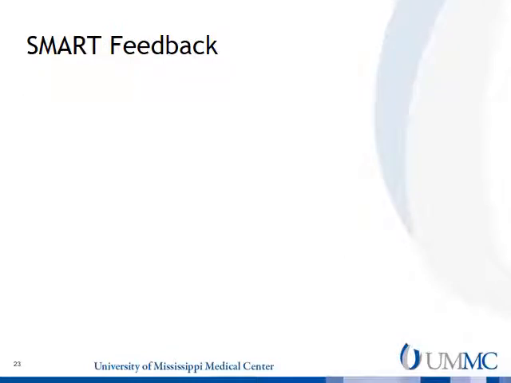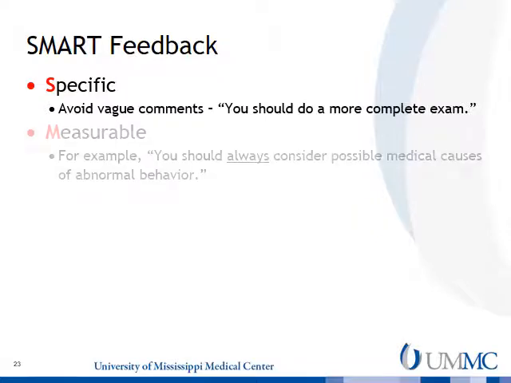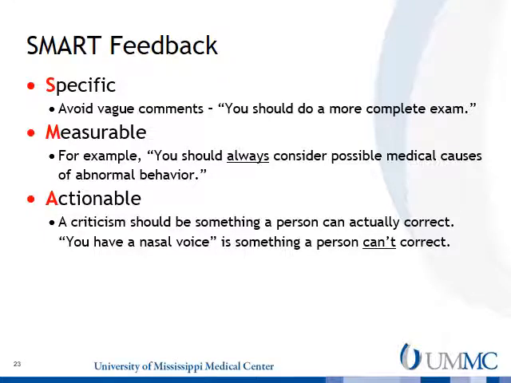When giving a student feedback, remember the SMART feedback mnemonic. Your feedback should be specific and avoid vague, positive, or negative comments. It should be measurable so that the student has a means of gauging their progress. Your feedback should always be actionable, that is, focus on something the individual can correct. For example, telling a student that they should always ask about suicidality and self-harm is actionable. Telling a student they have an irritating voice is not actionable.